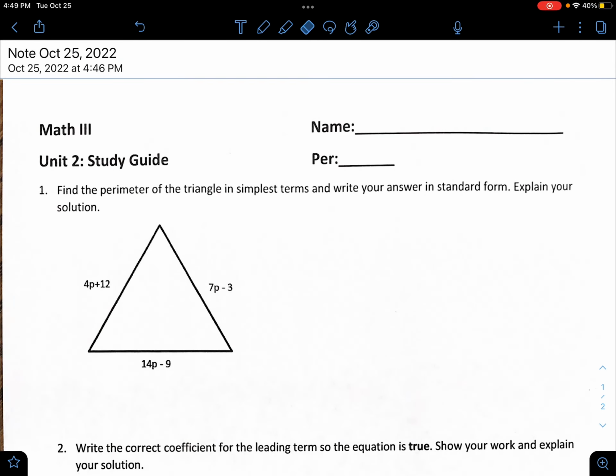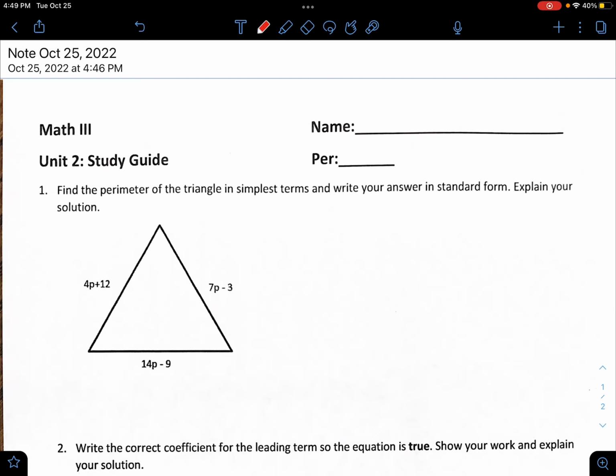All right. So this is your Unit 2 study guide. This is the one with adding, subtracting, multiplying polynomials. So before you do anything in your test or answer any questions, I want you to read your instruction. So this says, find the perimeter of the triangle in simplest terms and write your answer in standard form.